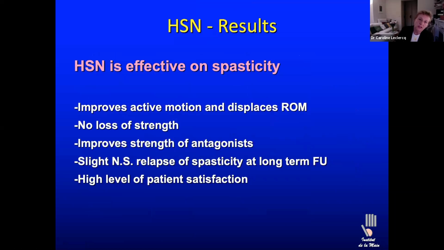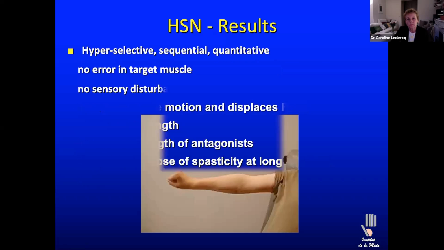So this hyperselective technique is indeed effective on spasticity. I would say that it displaces range of motion rather than really bringing great improvement in active motion. No loss of strength, improvement of the strength of the antagonist. Slight relapse of the spasticity at long term, and high level of patient satisfaction.